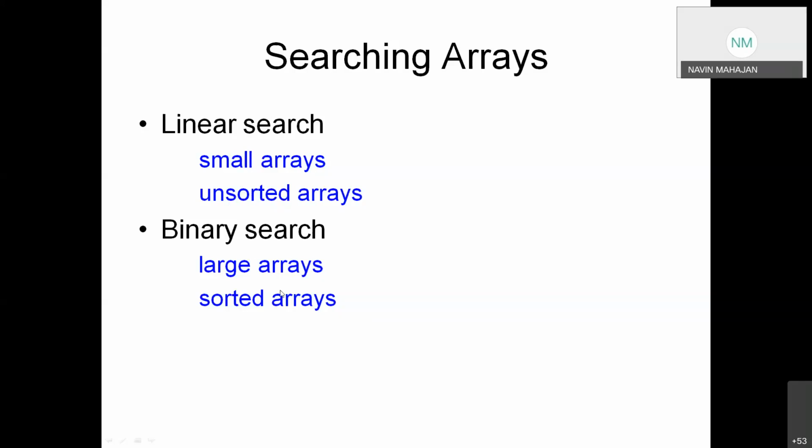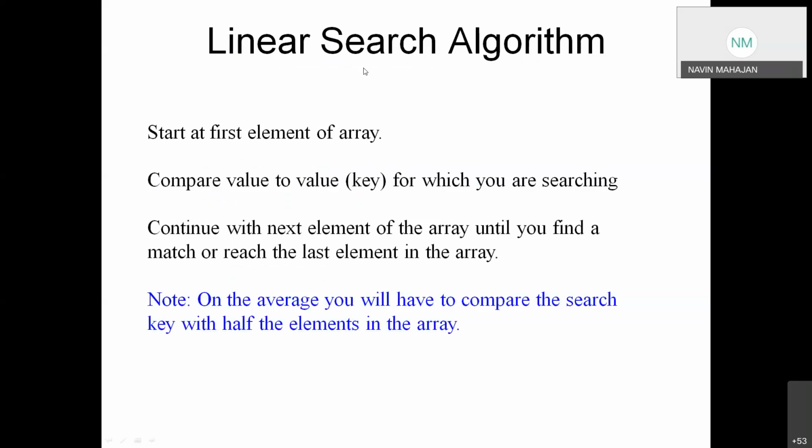But what is the condition for binary search? The assumption in binary search is the data is in some sorted order, either in ascending order or descending order. So what is linear search?